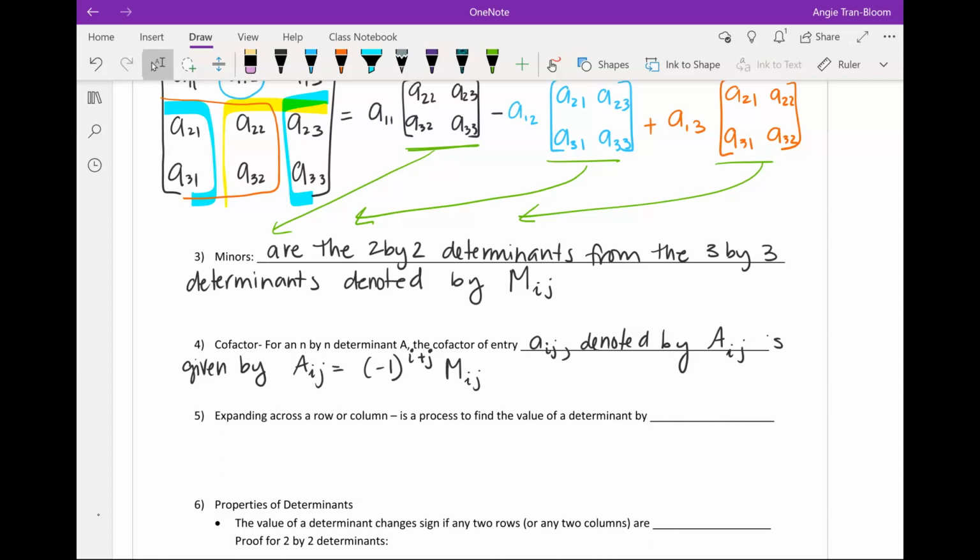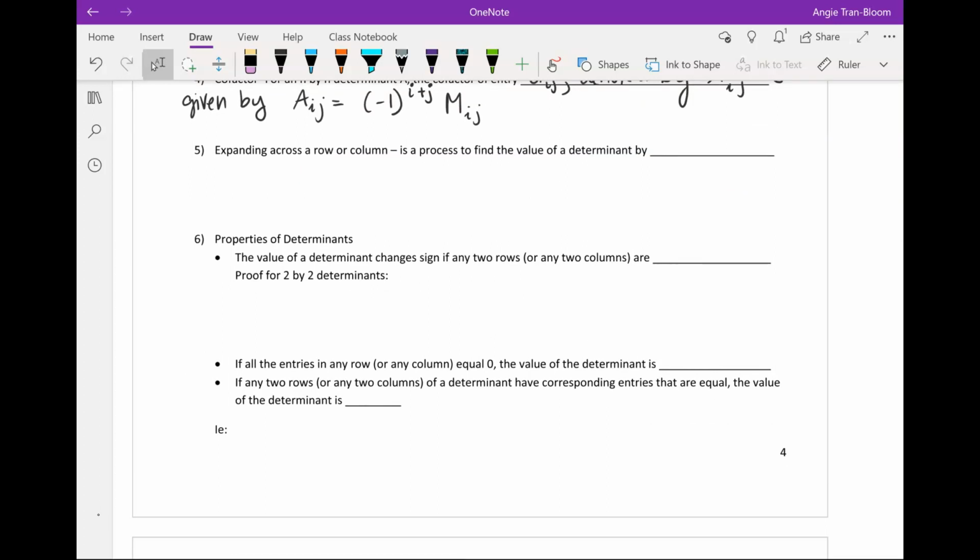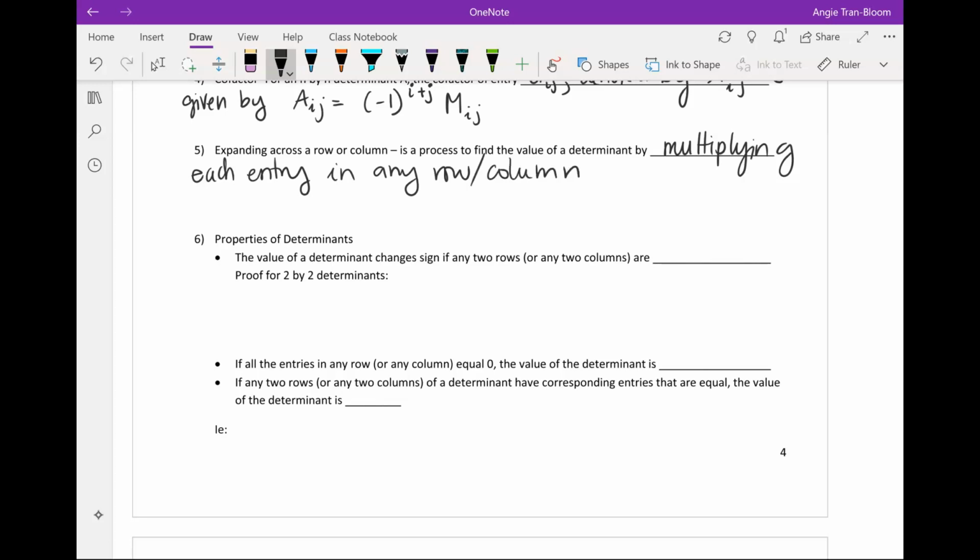5, expanding across a row or column is a process to find the value of a determinant by multiplying each entry in any row or any column by its own cofactor and summing the results.